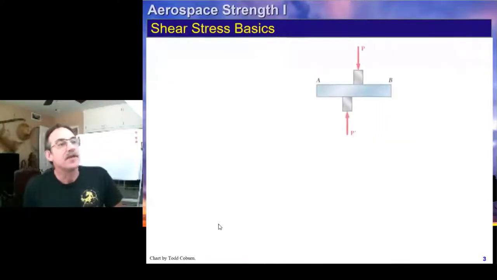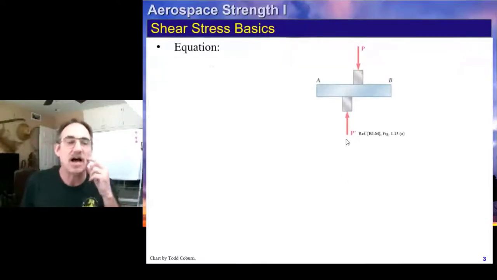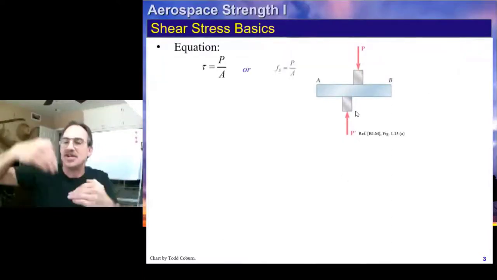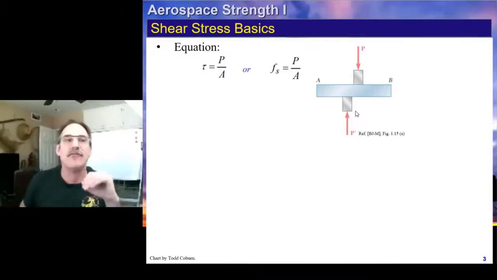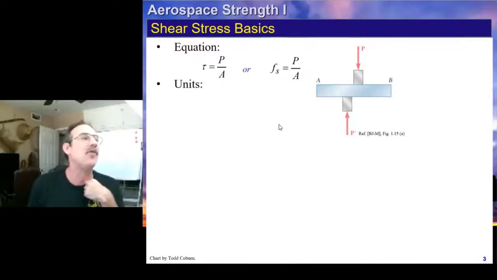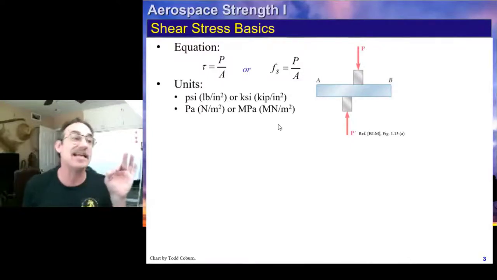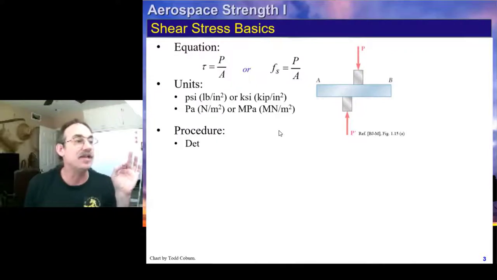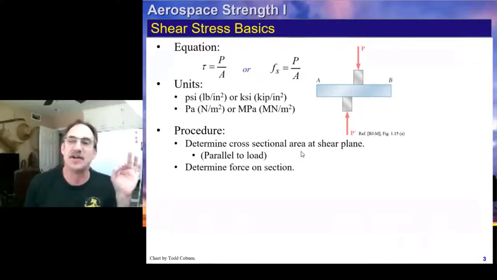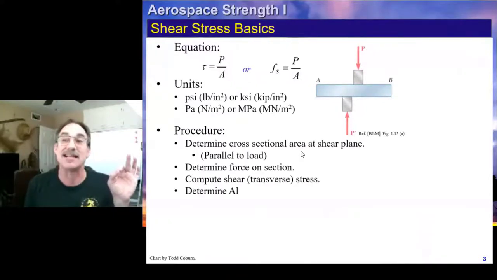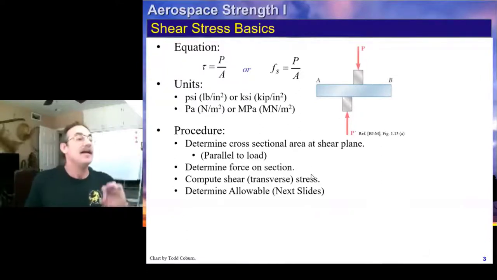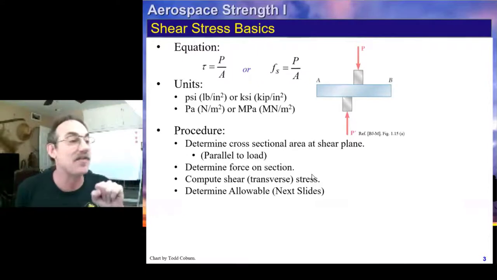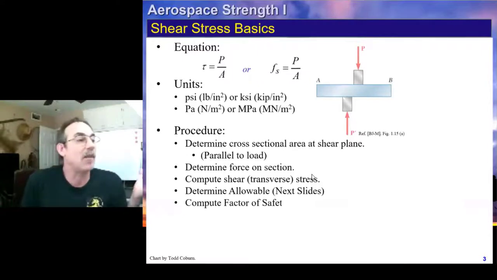Next idea. So this is what we saw, where we have a line of action where we're getting a force acting on an area, and the area and the force are parallel to each other. Our stress can be written P over A. Our units then are PSI, same as we've been using. And our procedure is just to figure out what's the force, that's back to statics, figure out what the area is, that's back to trig, calculate our stress on the section, and figure out our allowable and margin of safety.